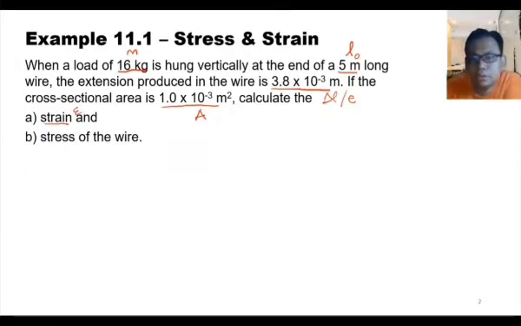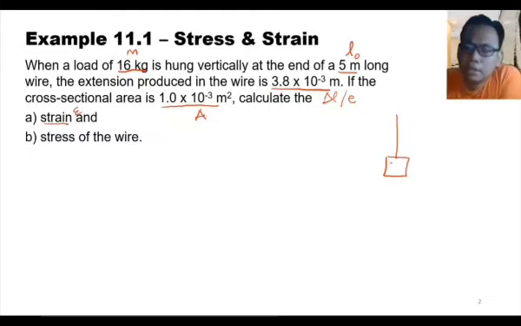Okay, we draw the picture of the situation. When a load of 16 kg is hung vertically, so we have a long wire here. It is hung vertically like this. So which force acted on the load? Now we have weight.